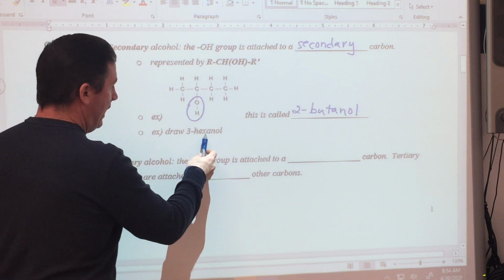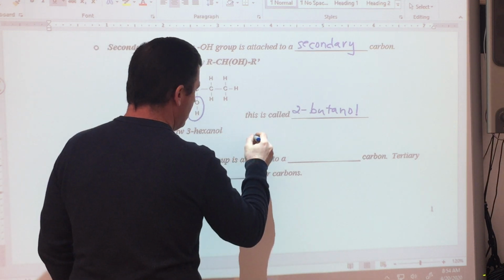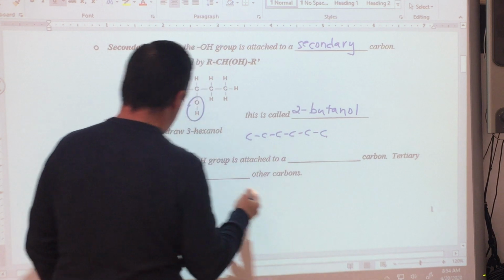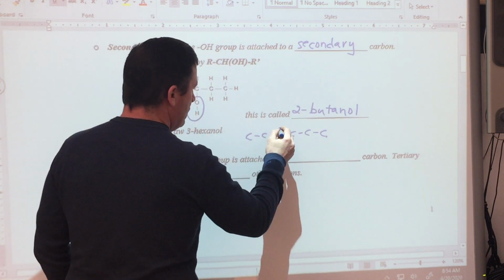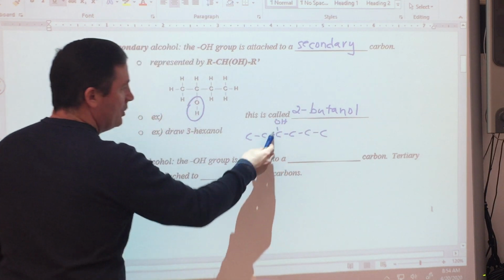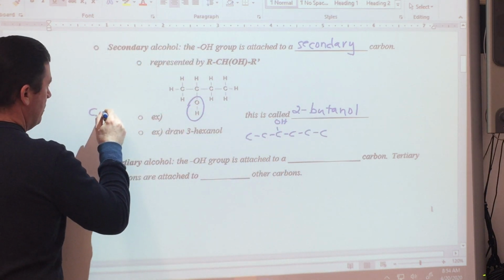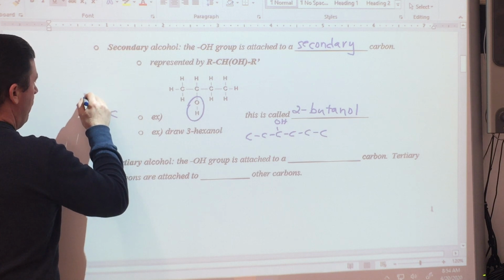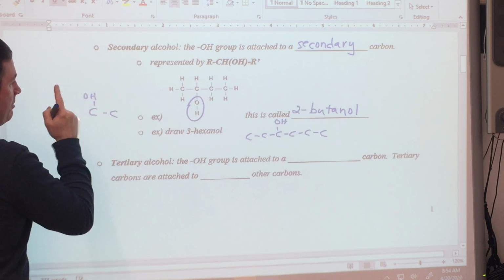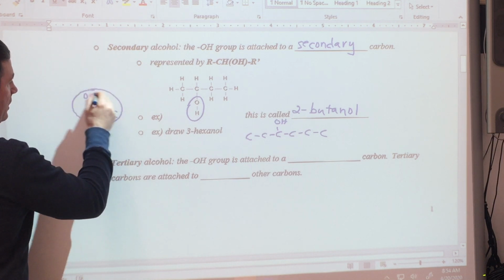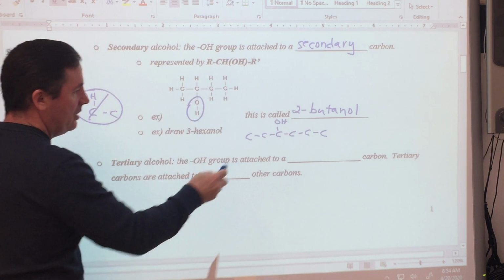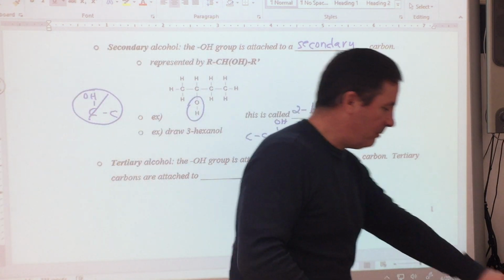Think we can draw 3-hexanol? Well, hex is 6: 1, 2, 3, 4, 5, and 6. And the third one has a hydroxyl. Now when you're drawing this, be careful. Don't draw it like this, because the hydrogen can only make 1 bond. You can't do it like that. You've got to have the carbon attached to the oxygen.